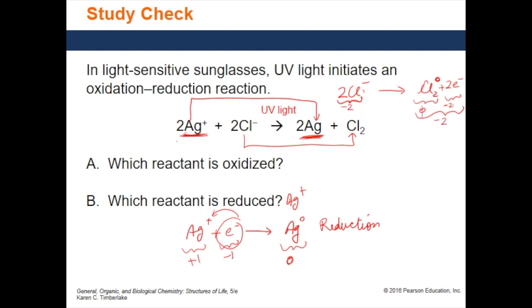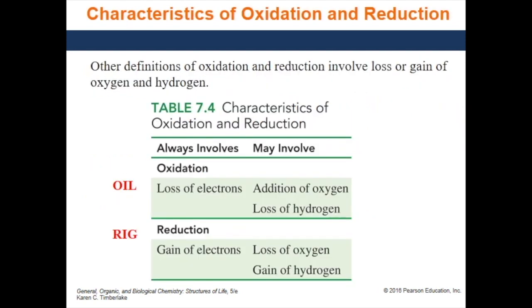So this is what is happening here. Cl minus is losing the electron. Electrons are a product, so this is loss of electrons. Loss of electrons is OIL. So this is an example of oxidation. And who is getting oxidized here? Cl minus is getting oxidized. Okay, so those are examples of oxidation reduction reactions.